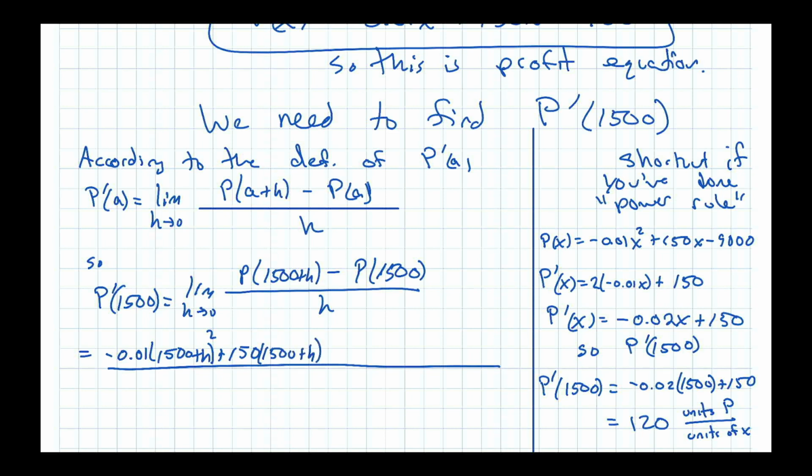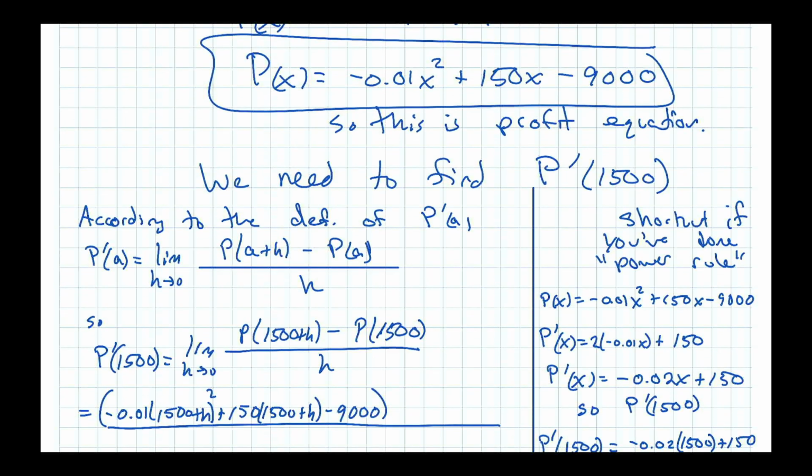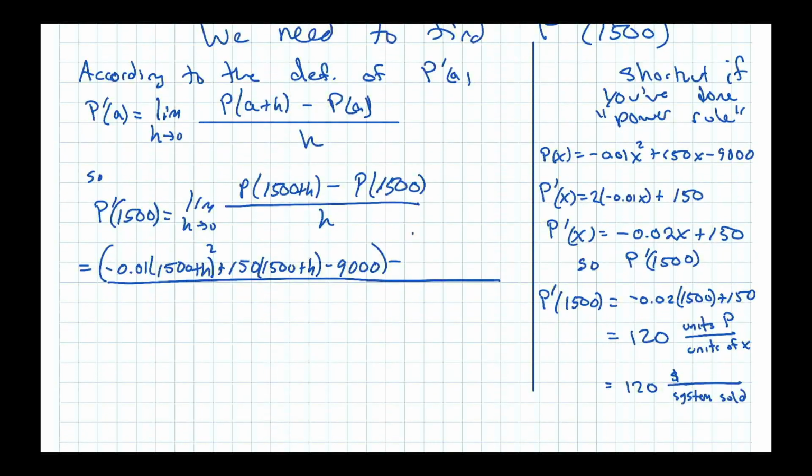plus 150 times 1500 plus h minus 9000. All of that is just this. And then you need minus p of 1500. That's putting a 1500 into this equation. So minus parentheses, and hard to write here, 1500 squared plus 150 times 1500 minus 9000. See, I didn't even have enough room here. Let me move this.